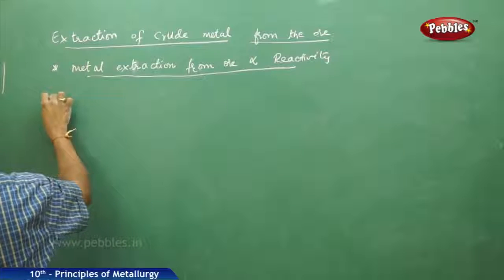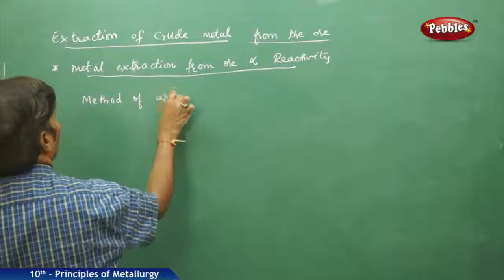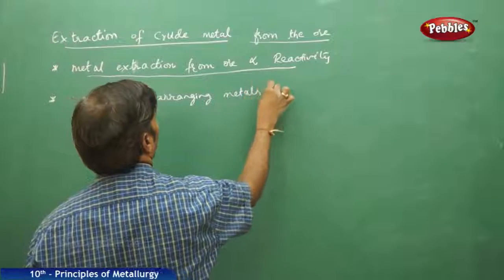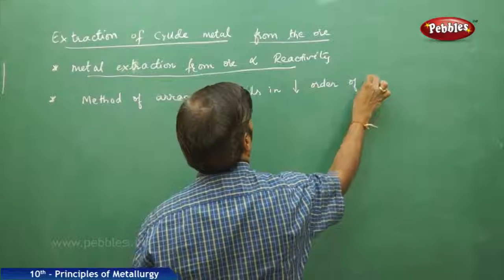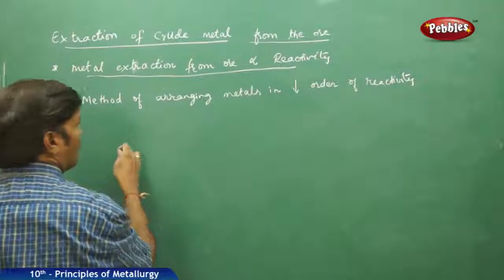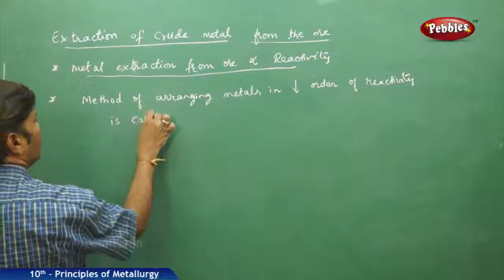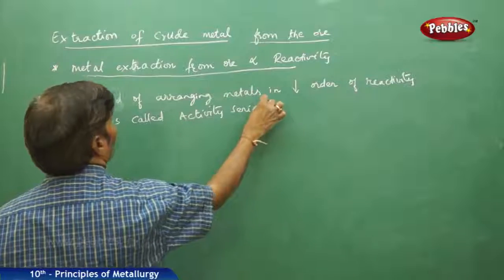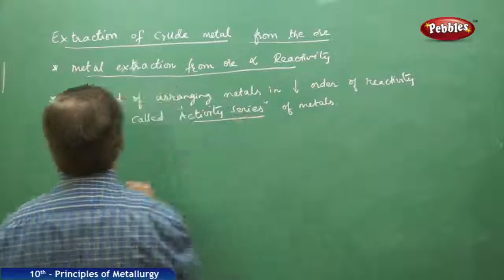Second point: the method of arranging the metals in the decreasing order of their reactivity is called the activity series of metals.